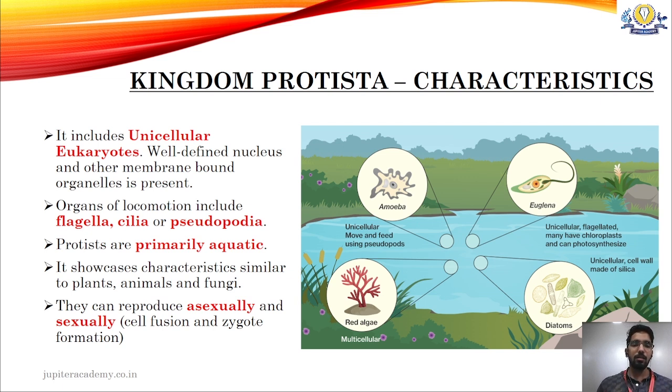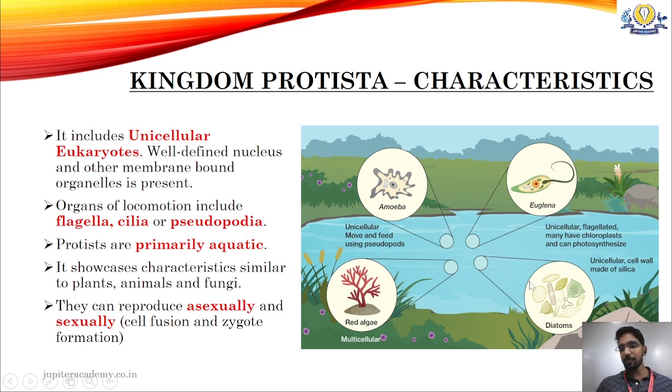These protists can reproduce sexually as well as asexually, sexual reproduction being with the help of cell fusion and zygote formation. Some examples of protista are Euglena, which is a plant-like protist: unicellular, flagellated, with many chloroplasts, and it can photosynthesize, meaning they are autotrophs. Then we have animal-like protists, also known as protozoans. An example is amoeba, which is unicellular and moves and feeds using pseudopodia.